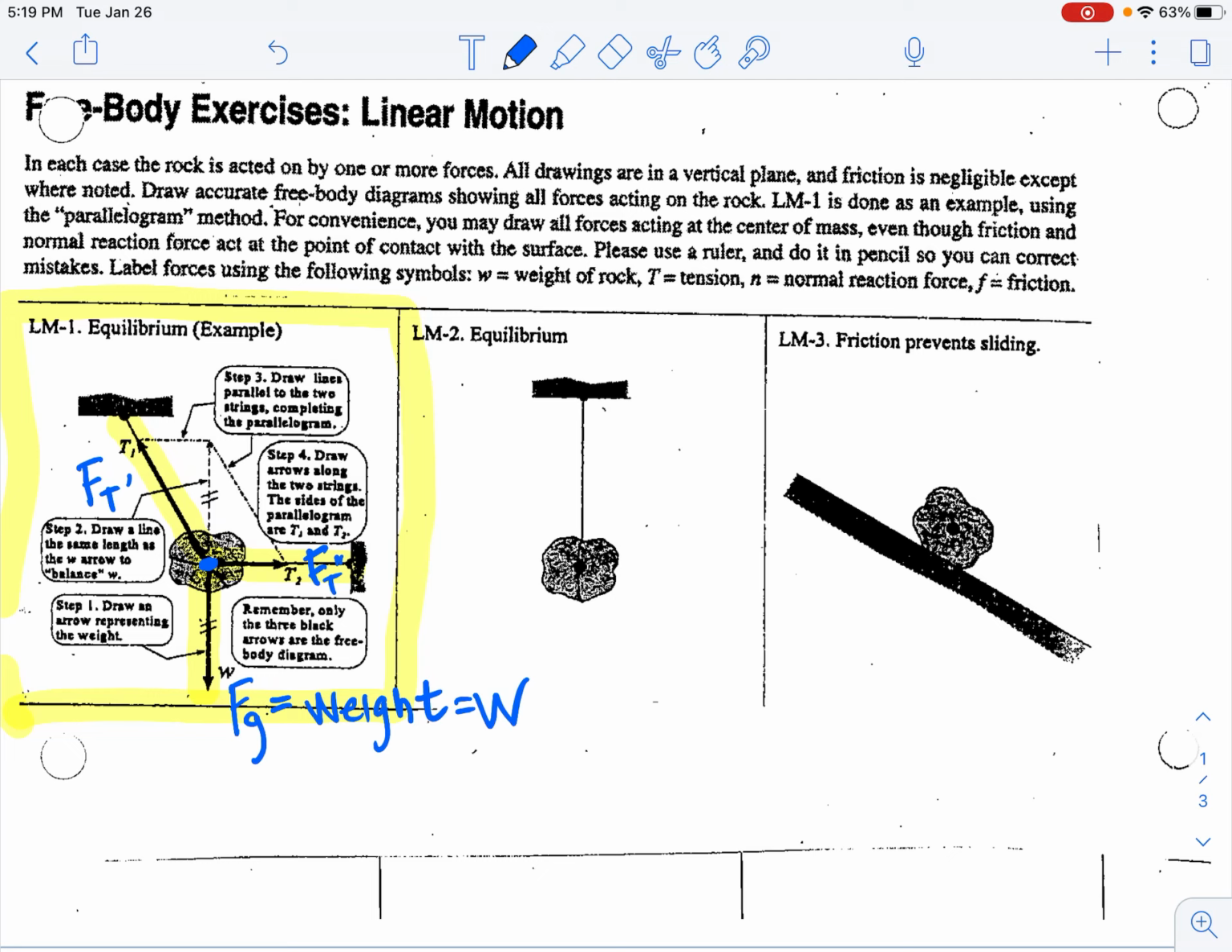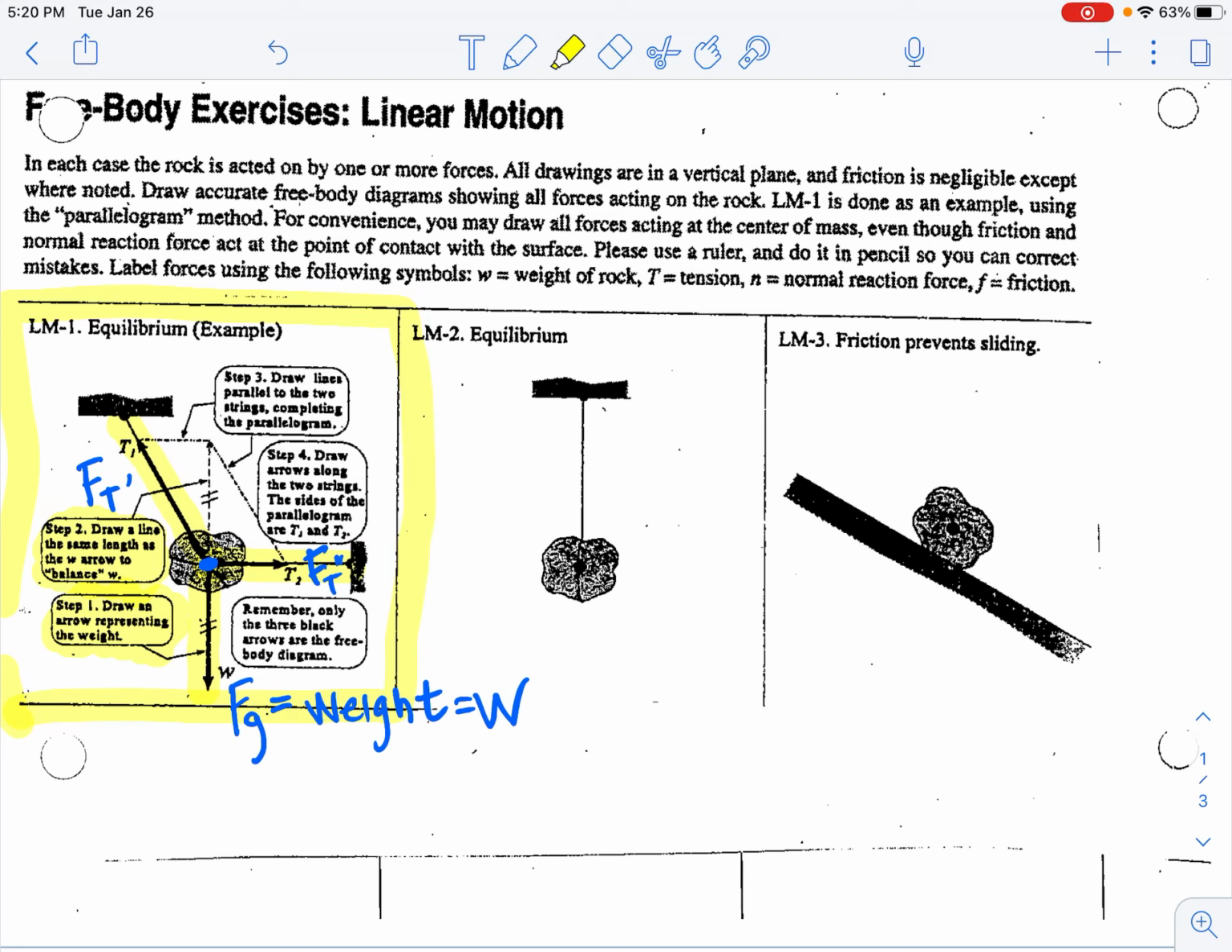Okay, now in the diagram here, they show that in step 1, you have the weight part shown, and that's the arrow that goes straight down. Step 2, it shows that there's a length of rope. Now the rope is longer than your tension vector, and that vector is supposed to be showing the magnitude.